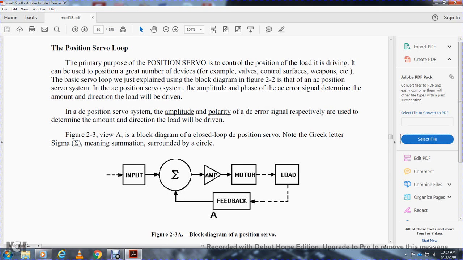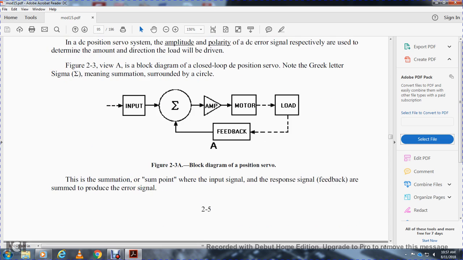Input goes into the amplifier, motor, load, and feedback. The sigma indicates the summing point, where the input signal and the response signal of the feedback are summed to produce the error signal.